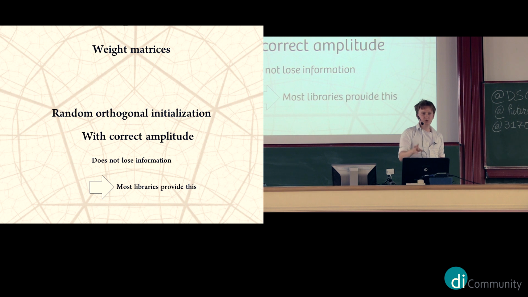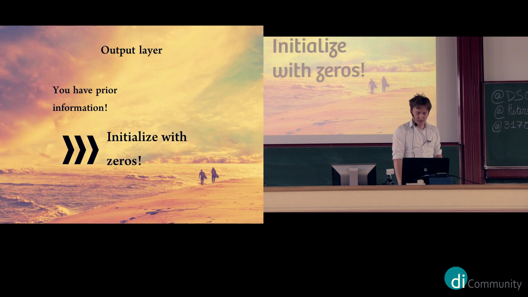When you choose weight matrices for your convolution, you need to use random orthogonal initialization with the correct amplitudes. The reason is very mathematical, again, unfortunately, but this is to make sure that your information is not lost when you go up in a network, because orthogonal matrices don't compress certain dimensions of your data. And most libraries already provide this, so this is not something you need to implement yourself, luckily.